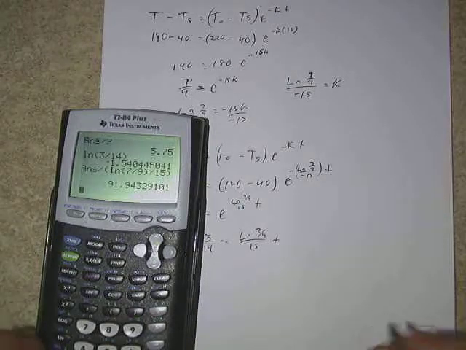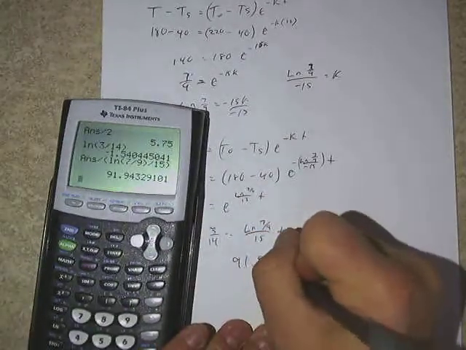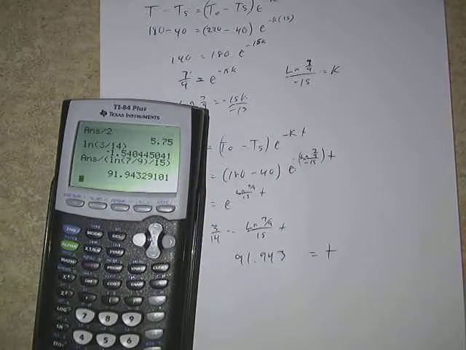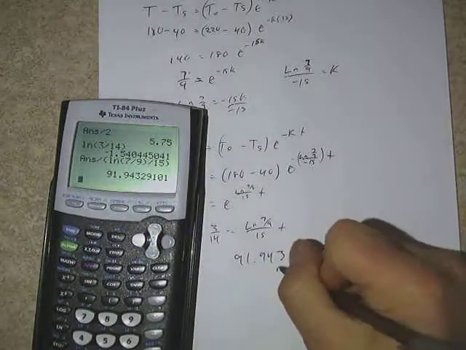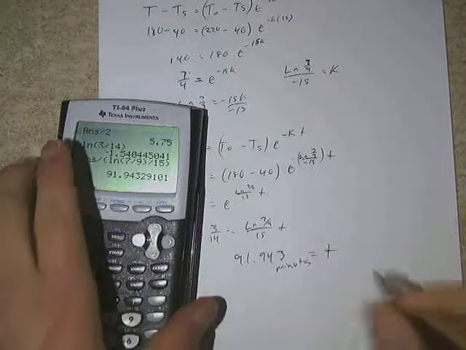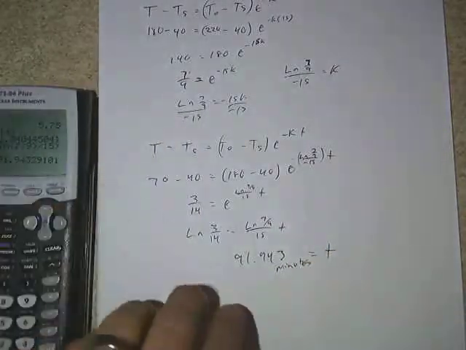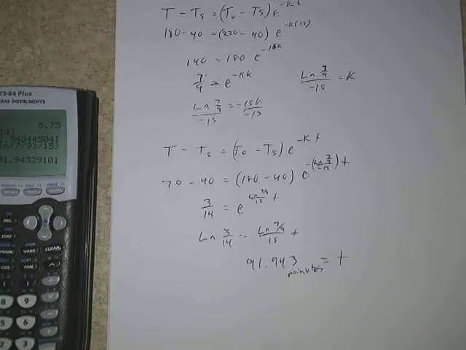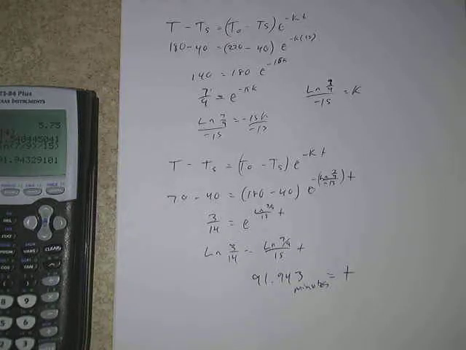So if we take our natural log of 3/14 and divide that by natural log of 7/9 divided by 15. We get our 91.943. And the units on this would be 91.943 what? Minutes. Spell it right.